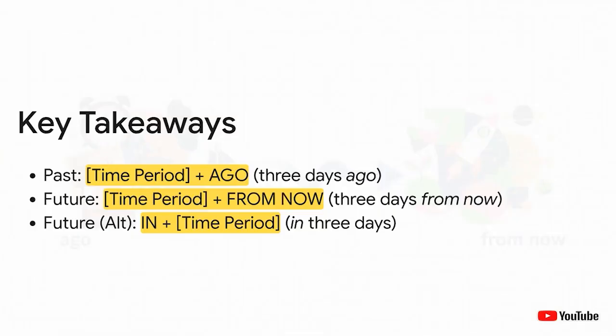So let's do a super quick recap of the main takeaways. To talk about the past, it's the time period plus ago. For the future, it's the time period plus from now. And for that more advanced, natural-sounding future, you can start with in plus the time period. If you can master these, you've pretty much mastered talking about time.